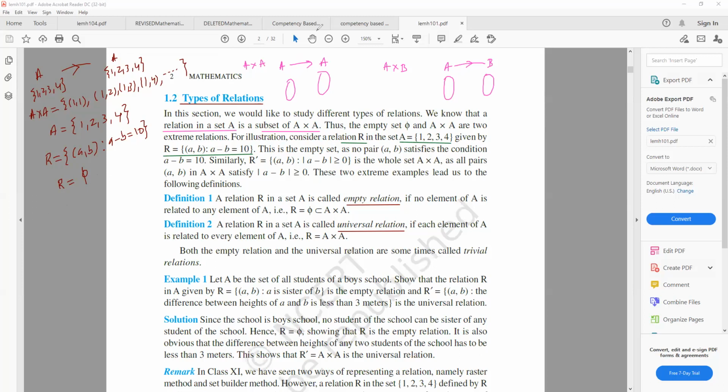Okay, if I define like this, relation is such that set of all ordered pairs such that their difference is always either greater than or equal to 0 or greater than 0. Their absolute value of difference, का modulus.